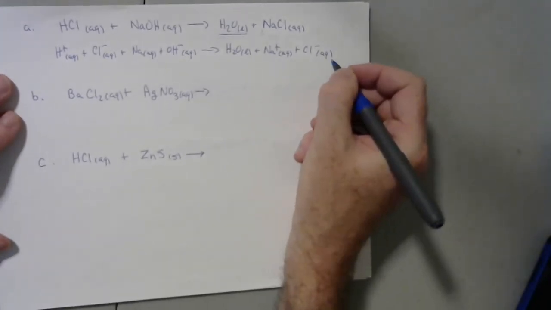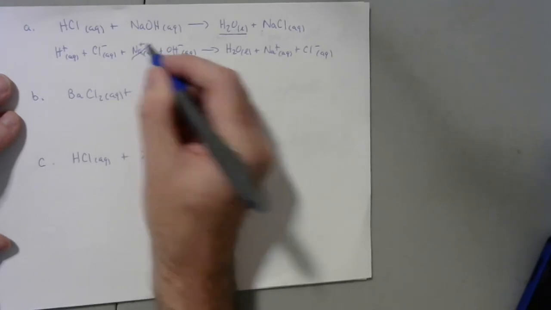So where are my spectator ions? The sodium and the chloride. That should have been a plus.